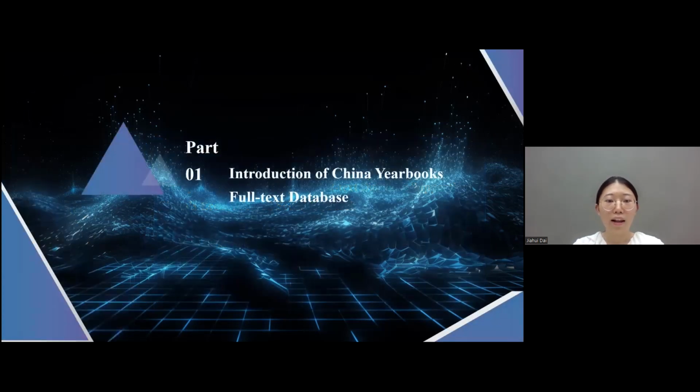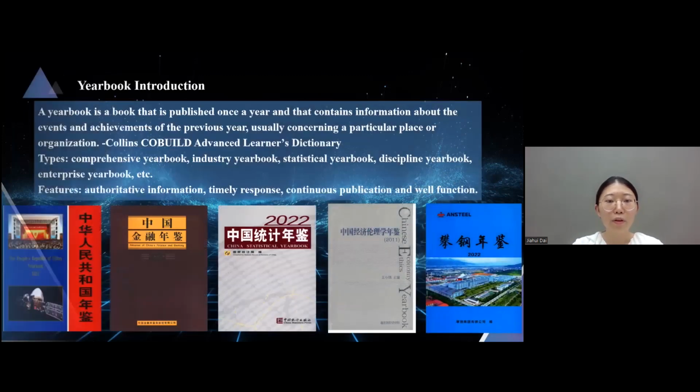First of all, let's take a look at the basic information of China Yearbook's full-text database. Before that, we need to know what a yearbook is. According to the Collins Schofield Advanced Learner's Dictionary, a yearbook is a book that is published once a year and that contains information about the events and achievements of the previous year, usually concerning a particular place or organization.